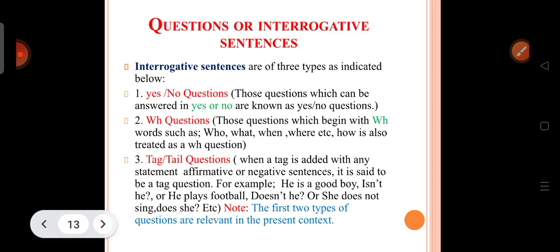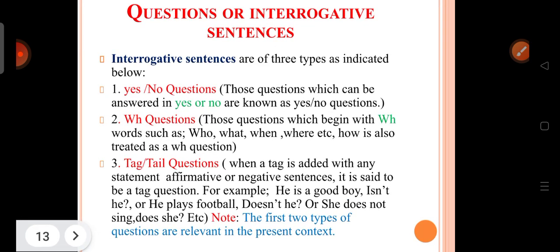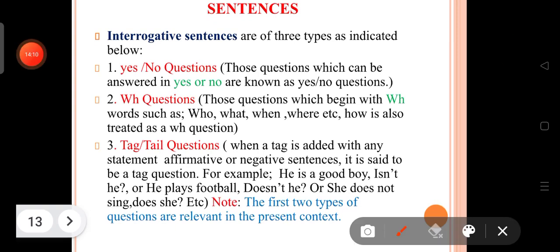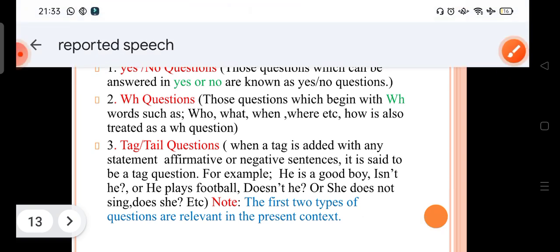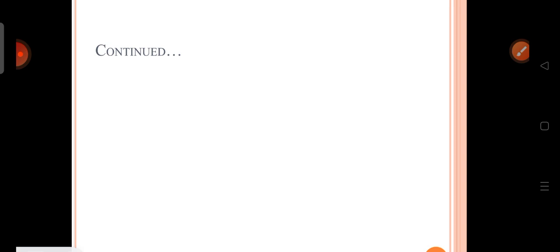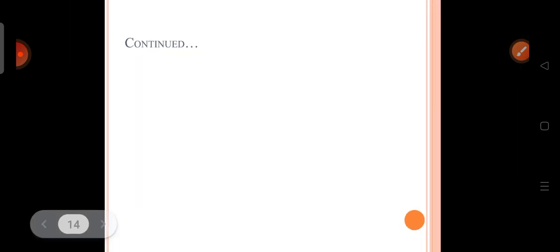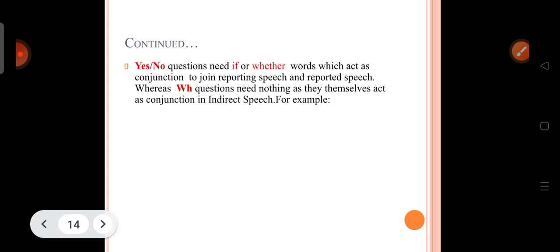Okay, so next, questions are interrogative sentences. Generally, look at the screen, you can understand there are three types of questions. First one, yes or no questions. Second one, WH questions. And the third one is tag questions or tail questions or question tags. So we use only the first two in this context, yes or no questions and WH questions.